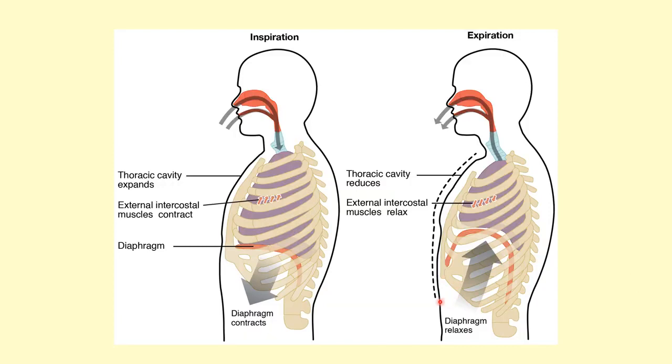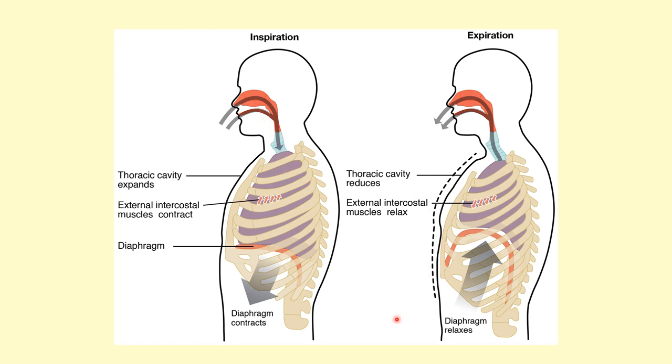And this diagram might help make it a little more sense to visually see. Inspiration, so you're inhaling. What's happening? Intercostal muscles contract, diaphragm contracts. So as it contracts, it's going to actually move down. And what happens now, you are increasing the volume of the thoracic cavity here. Decreasing pressure, so air flows in.